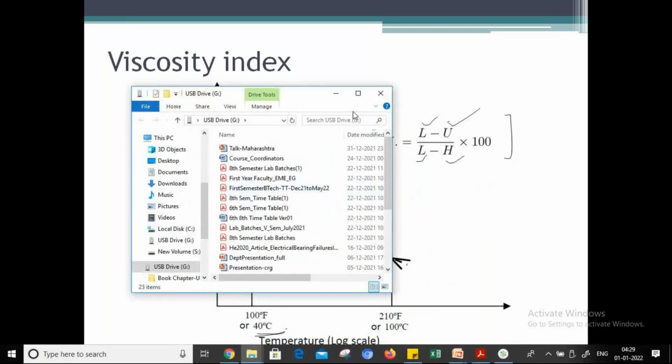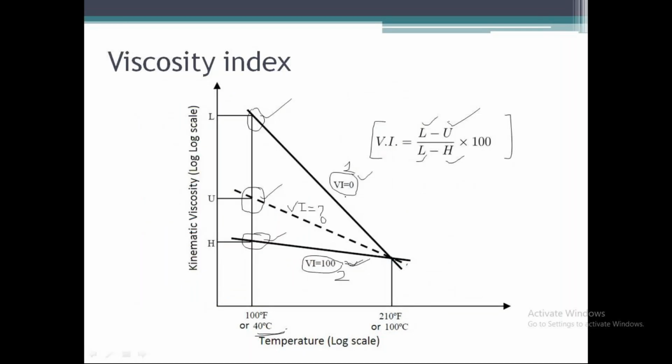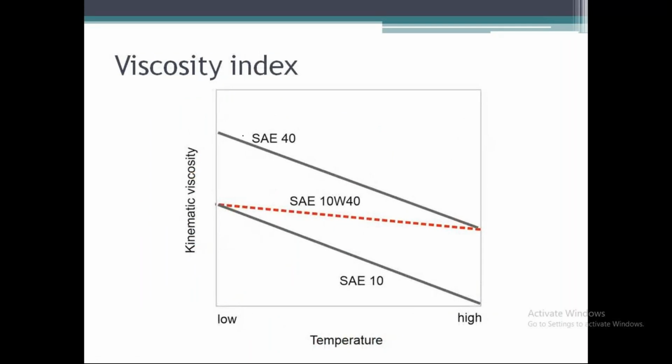We have viscosity as the resistance of motion of fluid, and viscosity index is the change in viscosity with respect to temperature. For example, this SAE 40 at 40 degrees Celsius will have viscosity here, and if you increase the temperature and measure the viscosity at 100 degrees Celsius, you will get a viscosity lower than the first one. Similarly, if you take SAE 10, you have viscosity here, and SAE 10 will have a lower viscosity at higher temperature.